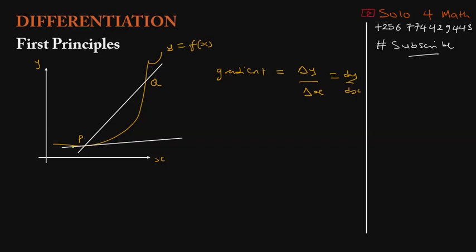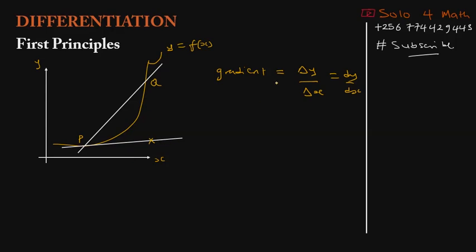So if you want to get the gradient of a curve, we always approximate it to the gradient of a line. We always say that the gradient of a curve at a given point P is equal to the gradient of the tangent at that very point P. Now, if you have a point P and another point maybe there on this line, then you can get the gradient of this line.